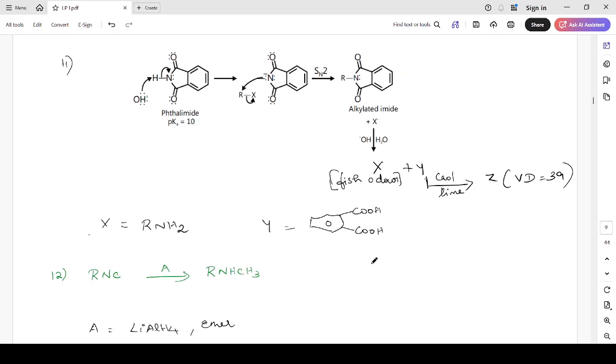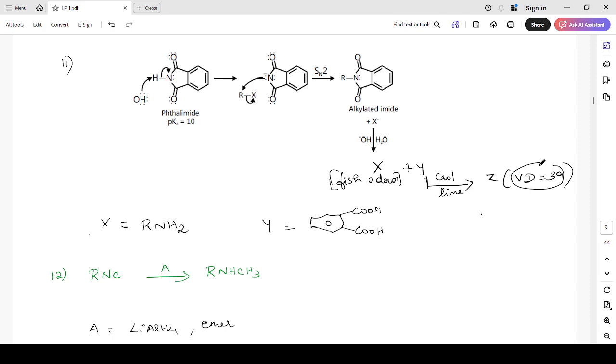Yes. The next question. They're asking you to find some X which is getting formed. This X upon treatment with Y, on treatment with CaO in the presence of lime, gives you Z, right? Which is having a vapor density of 30.